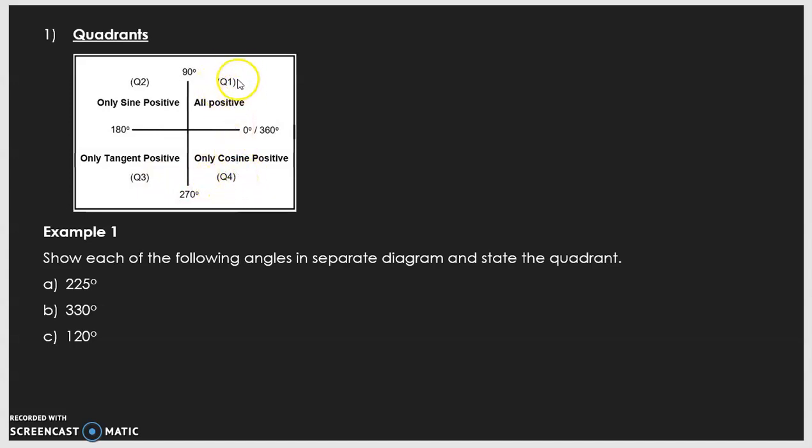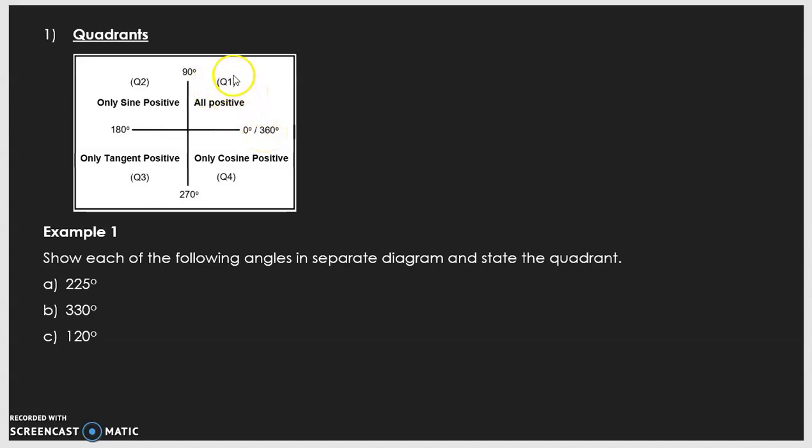Quadrant number 1 is from 0 to 90 degrees, whereas quadrant number 2 is from 90 to 180 degrees. Quadrant number 3 is 180 to 270 degrees. And finally, quadrant number 4 is from 270 degrees to 360 degrees.